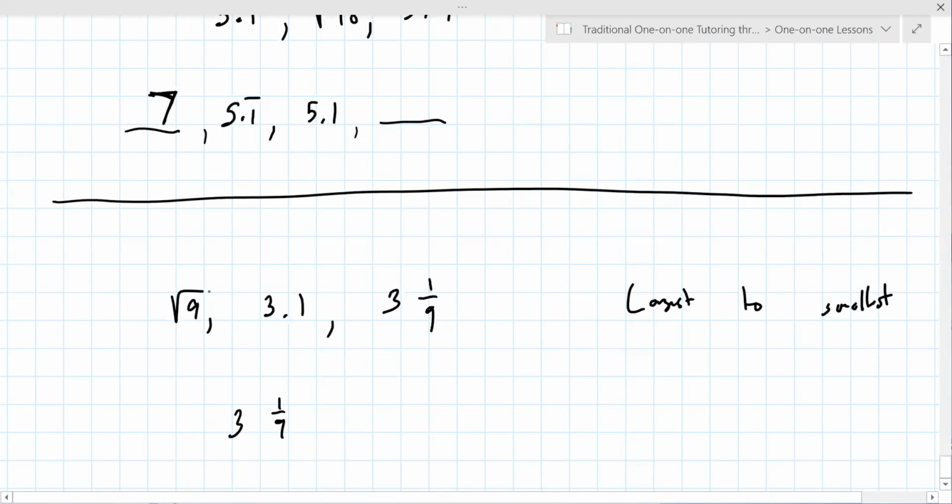What's the square root of 9 equal to? 3. So 3 is bigger than 3.1. Yeah. So you'd rather have 3 million than 3.1... Oh, no. Yeah, I need to think like that. You've got to think like money. That way it'll help you. Okay, yeah.